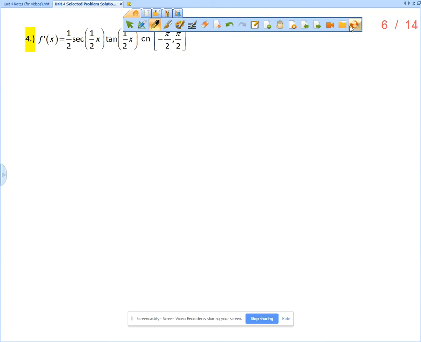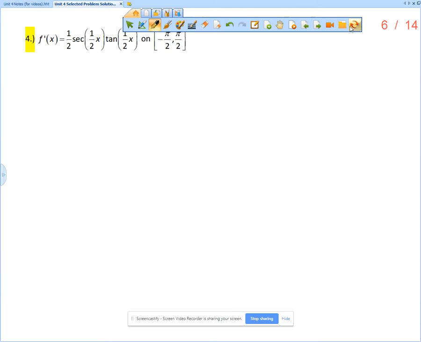This is the solution video for section 4.3, problem number 4. The directions say, given f prime, find the x values where f attains local extreme values. Give the intervals for which f is increasing, decreasing.